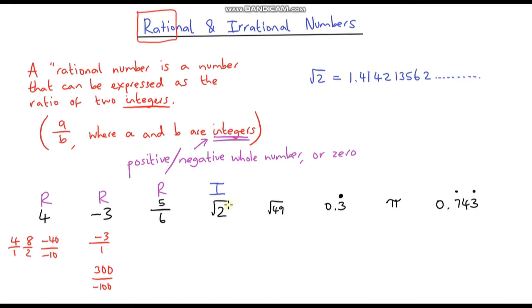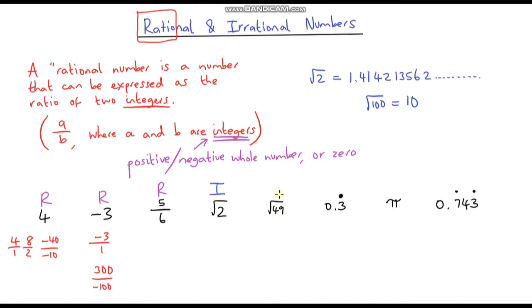And actually, the square root of any non-perfect square will always be irrational. What I mean by a non-perfect square is any number where, when you take the square root of that number, you do not get a nice integer. So for example, if we were to take the positive square root of 100, well, that will give us 10. So 100 is a perfect square. So the square root of any non-perfect square will always give you an irrational number.